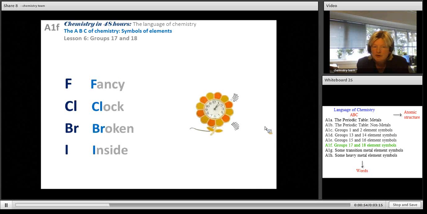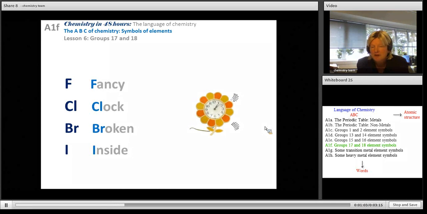A way to remember these in order is fancy clock broken inside. I first had flour, but a lot of students make FL the symbol for fluorine and it's only F. So if you remember fancy clock, then you'll remember it's just F.